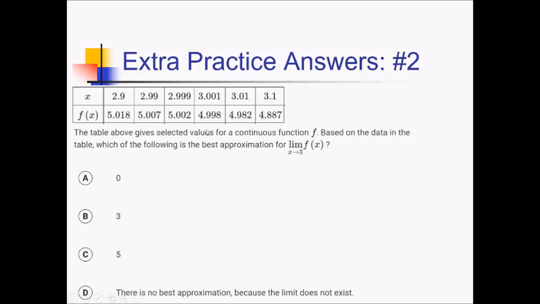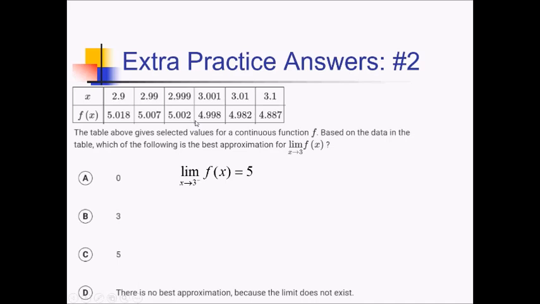So just taking a look at the table, as we approach the x value 3 from the left side, our limit appears to be heading towards 5. It's kind of hard to tell exactly what it should be because with tables you're always missing information, but they asked for an approximation, so we're guessing the limit from the left is 5.